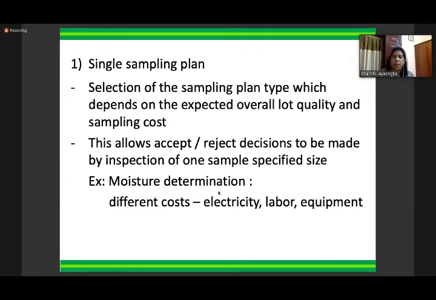So later on you can understand this much more clearly. But if you can't understand now, then let me know, and I will explain using different examples. So, however, this allows an accept or reject decision to be made by inspection of one sample of specified size. And also in the other situation, different costs are incurred. Sometimes electricity is needed, labor is needed, equipment is needed. Because of this, we are not going to analyze a lot of samples. Only a few samples we analyze, but we give the results considering the whole lot.